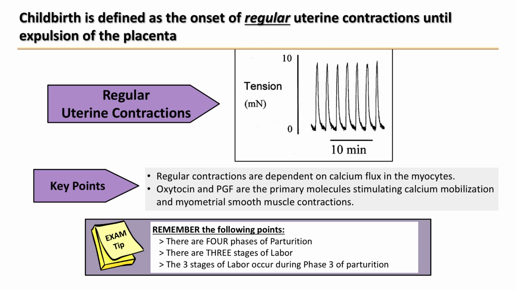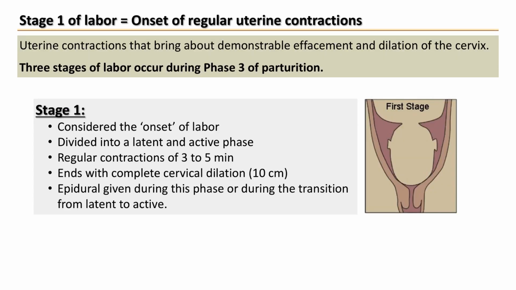Remember the following points. There are 4 phases of parturition. There are 3 stages of labor, and the 3 stages of labor occur during phase 3 of parturition. Stage 1 of labor, we have the onset of regular uterine contractions. This is considered the onset. It's divided into both a latent and active phase. Regular contractions are now occurring 3 to 5 minutes apart. This stage ends when we have complete cervical dilation of 10 centimeters. It is during this stage of labor that the epidural is typically given to a woman giving birth.